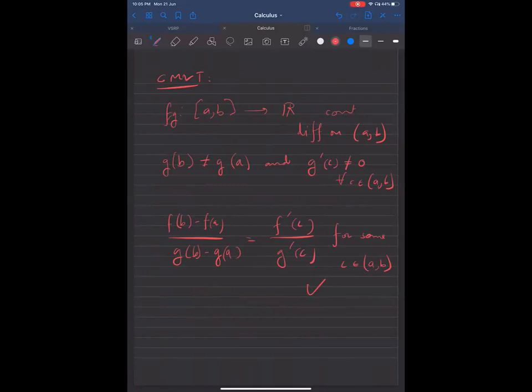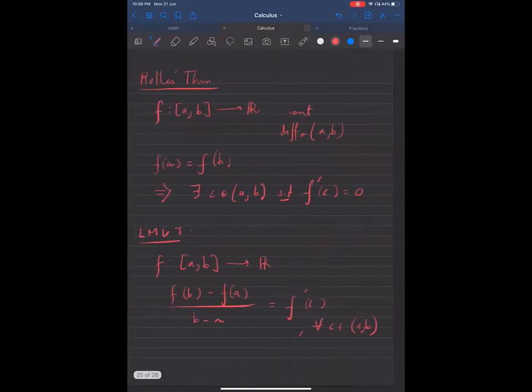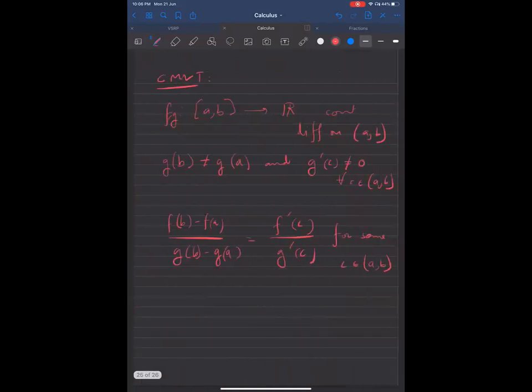Yes, it is wrong. The c cannot be the same for both f and g. What you get is f'(c) and g'(c), but we don't get the same c from here. There might be two different c's. Now this is a little bit stronger: we are saying that there exists one c for which this happens. So again, this is also a one-liner proof. You can construct a function and then again apply Rolle's. These are basically the three most important mean value theorems.